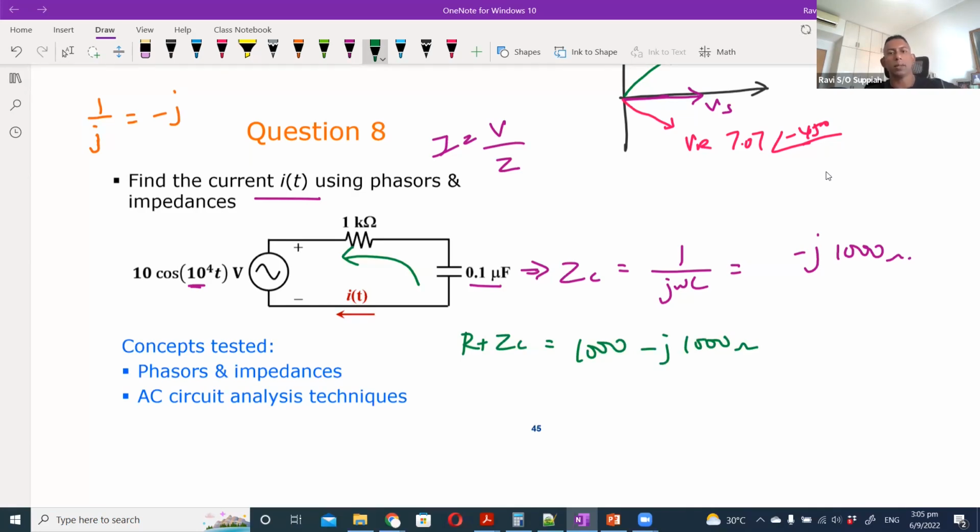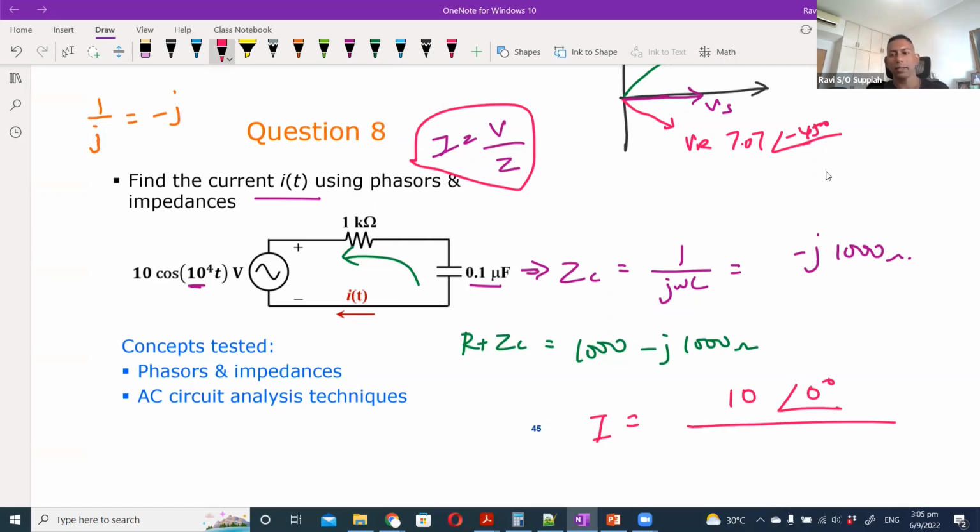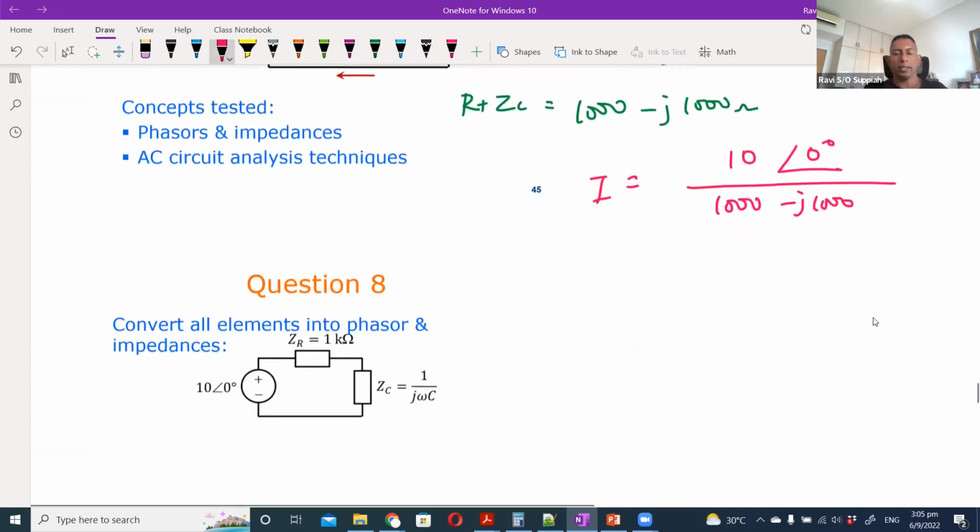Okay, so that is the total impedance. Putting that back into this expression here, you will say that I is equal to V, which is 10 angle 0 degrees over 1000 minus j1000. Okay, it's basically V by Z.